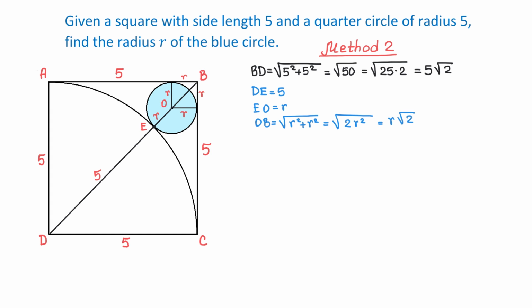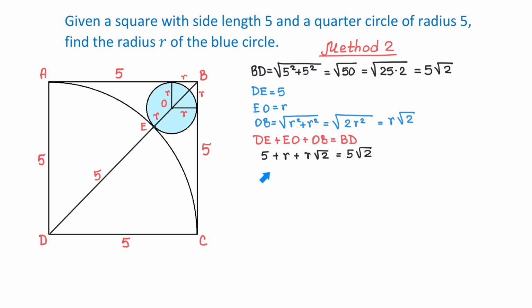And now we will write that DE plus EO plus OB equals BD. From here, we will replace DE with 5, EO with R, and OB with R square root of 2. On the right side, BD is equal to 5 square root of 2. From here, we will solve this equation and we will find R.